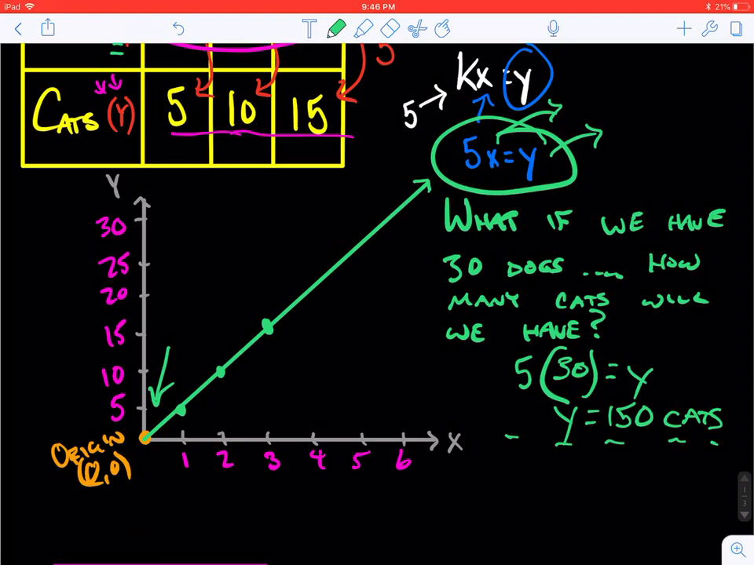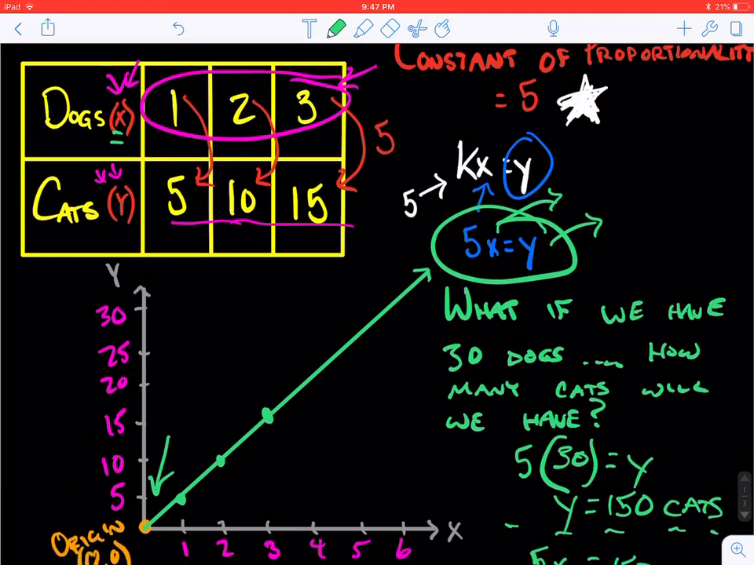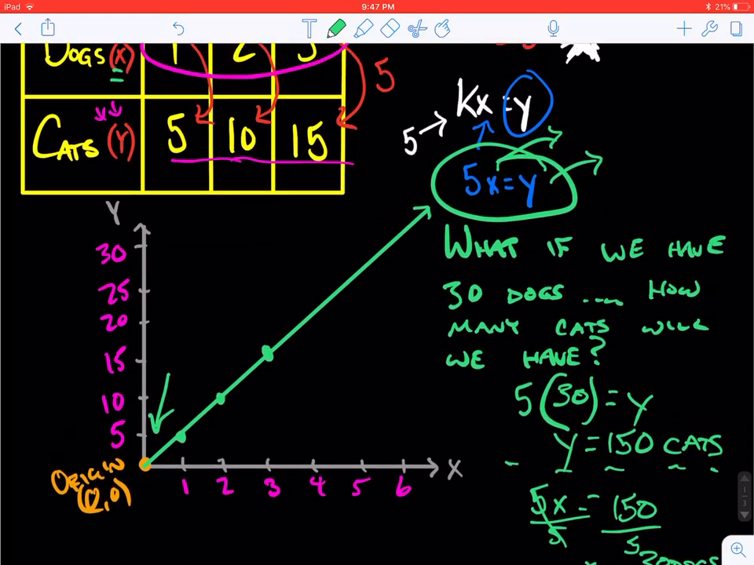Okay? Now, that goes the other way as well. What if I say, and I'll even use the same number, let's say I have 150 cats. Well, that's a y value. You can plug that value in for y, use the same equation, and solve for x. Now, we know how to solve this. We're going to divide both sides by 5. And look at that. In this case, we know that x is 30 dogs. So we can use this equation for finding x amount of dogs or y amount of cats.